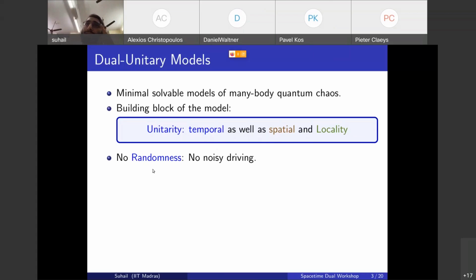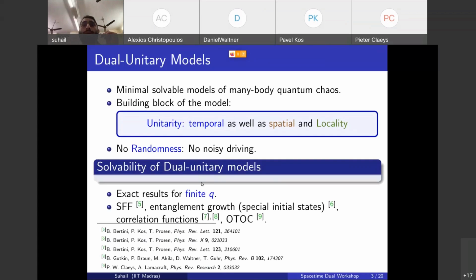And one does not need randomness or unphysical driving in these cases, in the sense that you can couple all neighboring sites with the same dual unitary gate. And for these models, one can analytically get a spectral form factor which agrees with random matrix theory, entanglement growth, correlation functions, OTOCs, and so on. So these are some important works which have explored these different properties. And fortunately, we have seen many of the talks based on these works in this workshop.